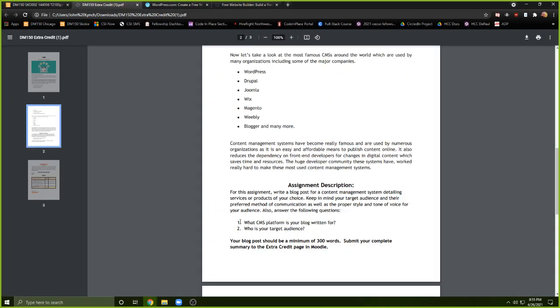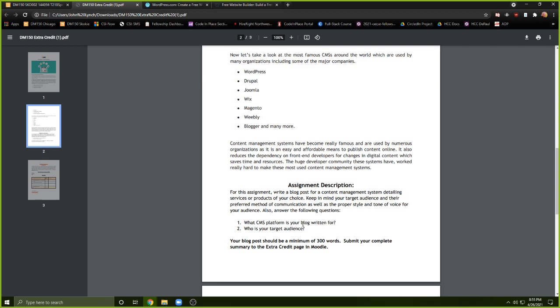So the first thing you're going to do is take a look at the CMSs and see which one you like. The second is you're going to pick a target audience. The reason you're picking that is because you're going to write a blog post for the content management system you picked earlier. So write a blog post for WordPress, for Weebly, or for Wix. What you write about is really up to you. You can pick any service or product that you choose.